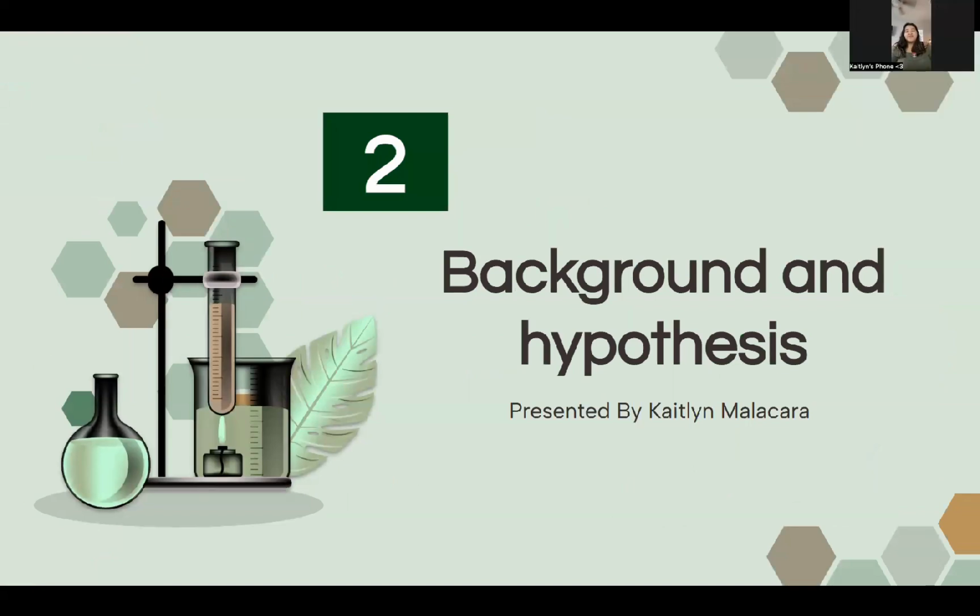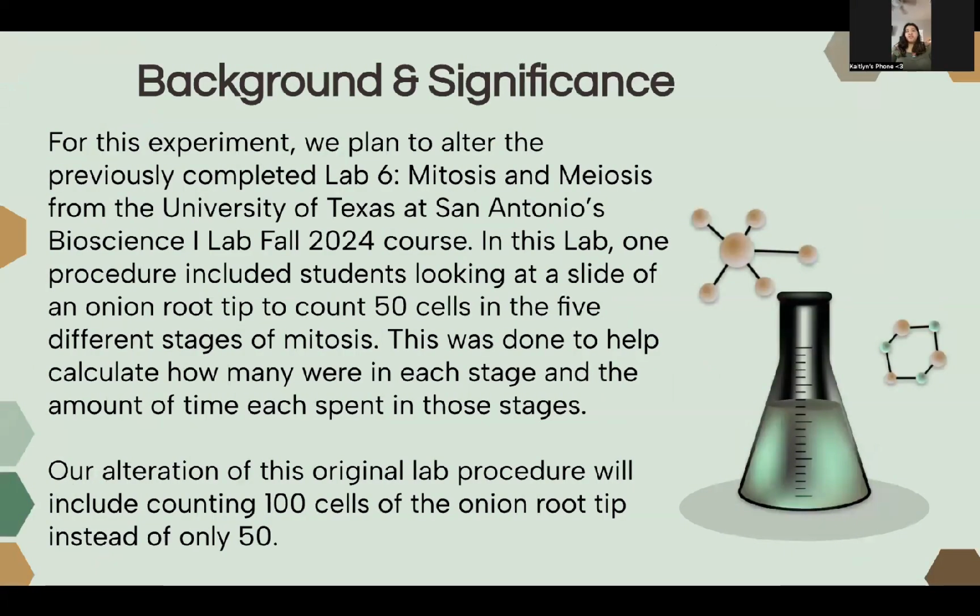All right. Hello, I'm Kaitlyn, and I'll be presenting our background and hypothesis. Jumping straight into it, we're going to be discussing the background. For this experiment that we are altering, we are looking at Lab 6, mitosis and meiosis, from our fall 2024 semester's course. For procedure 2 of this lab, we looked at an onion root tip cell and counted 50 different cells going through different stages of mitosis. Once we recorded all of those, we calculated which one was the most commonly seen during that particular life stage.